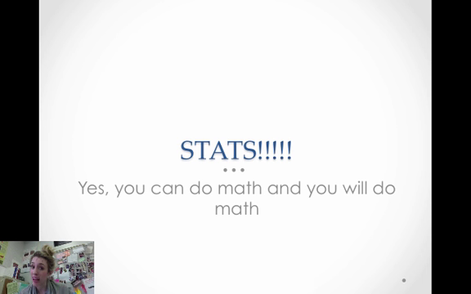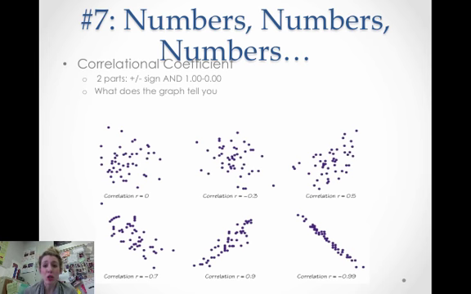Okay, here we go, stats. All right, correlational coefficients. It's very important. Like I said, correlation does not equal causation. But when you do correlational research, you do descriptive statistics. So you take what you find and come up with a way to summarize the data so that it's meaningful. A correlational coefficient has two parts.